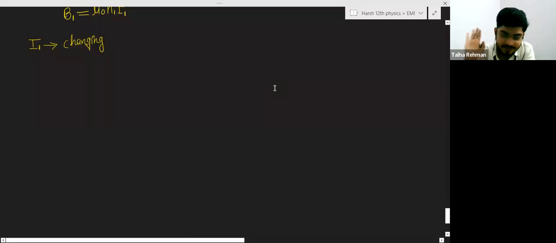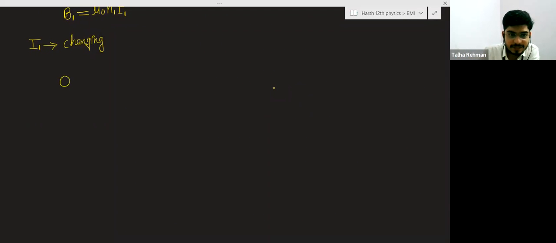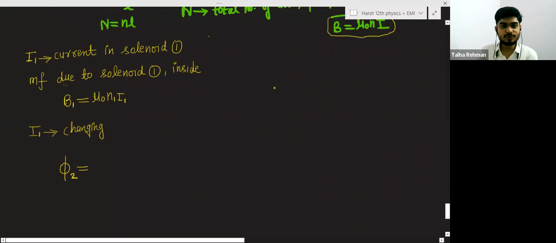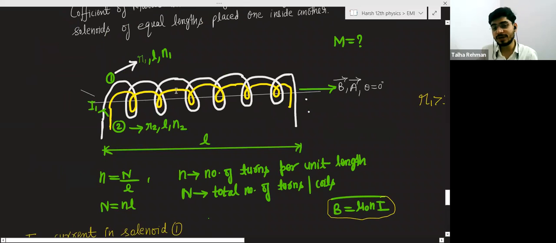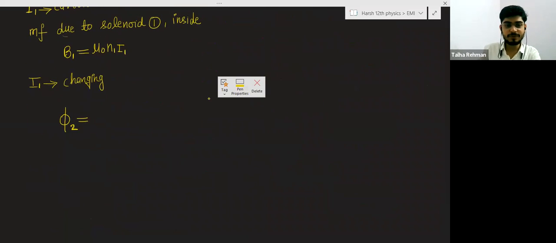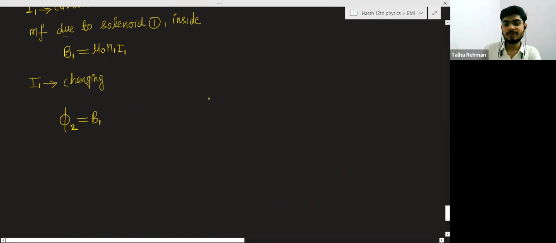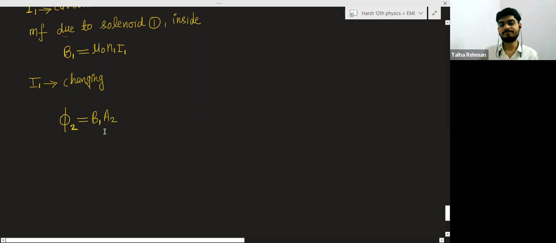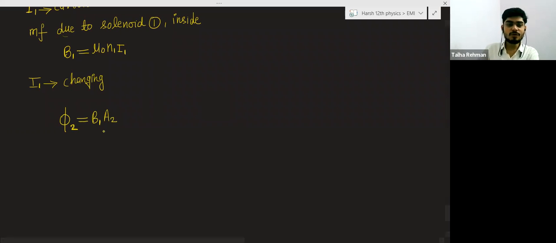First write the formula of the magnetic flux. Magnetic flux in the second coil will be the magnetic field in which the coil is. This second coil, the yellow color coil, is in the magnetic field of the white color coil. So you will write B1. There will be some area of the second coil, A2, and then cos theta.